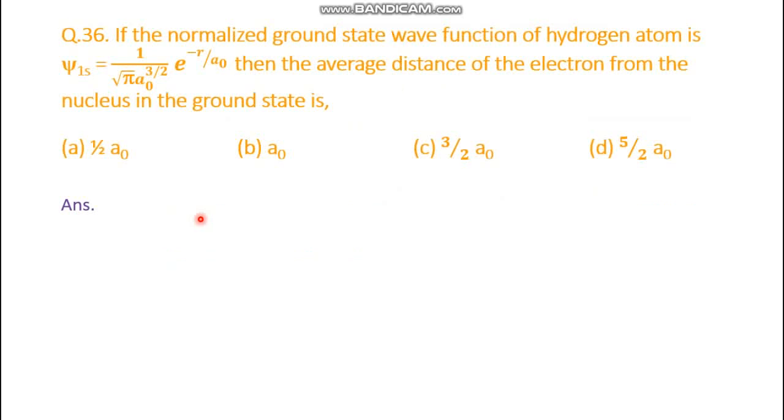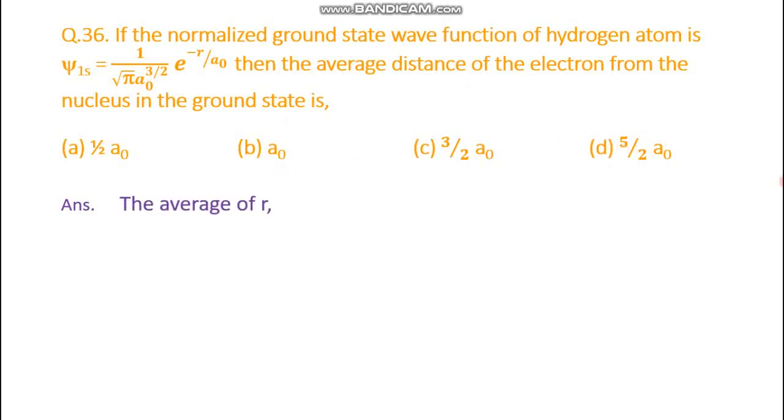And finally, question number 36. If the normalized ground state wave function of hydrogen atom is psi for 1s equals 1 over root pi, a0 to the power 3 by 2, exponential minus r by a0, then the average distance of the electron from the nucleus in the ground state is which one out of these four options? So let's find out the answer here.